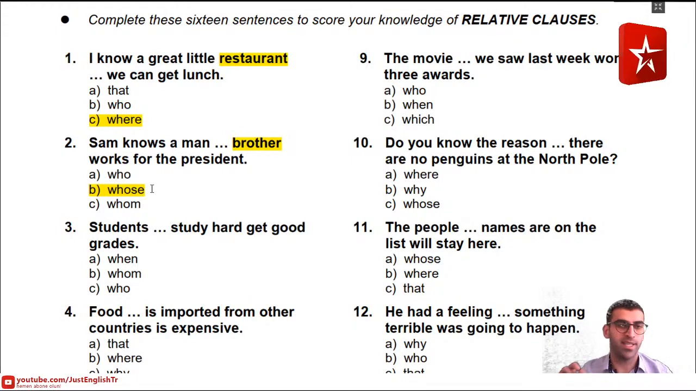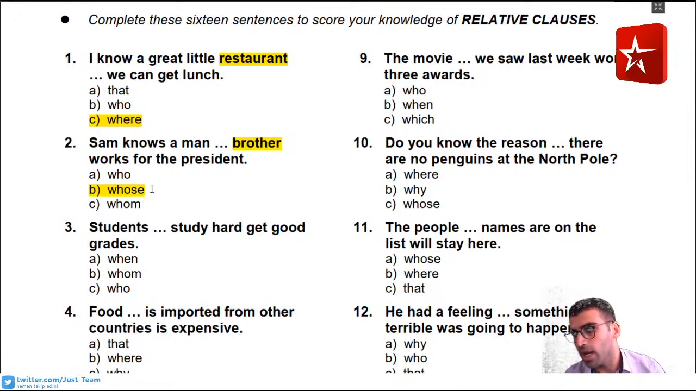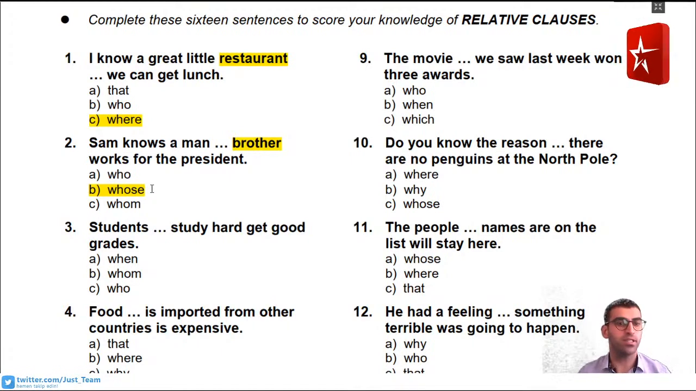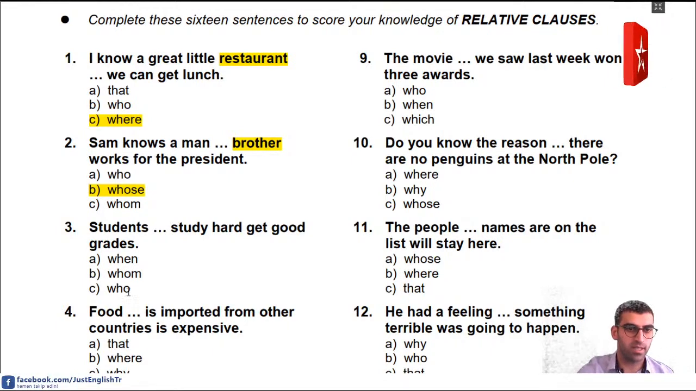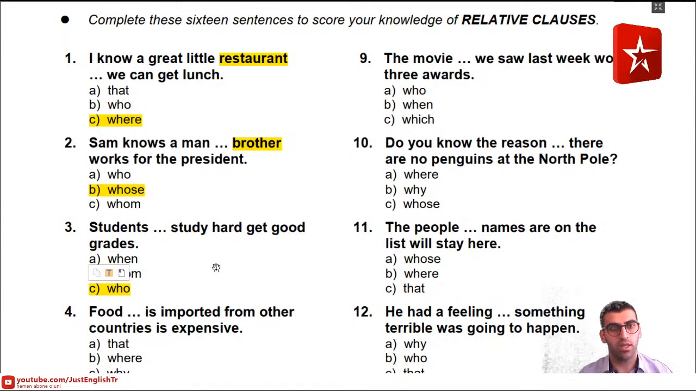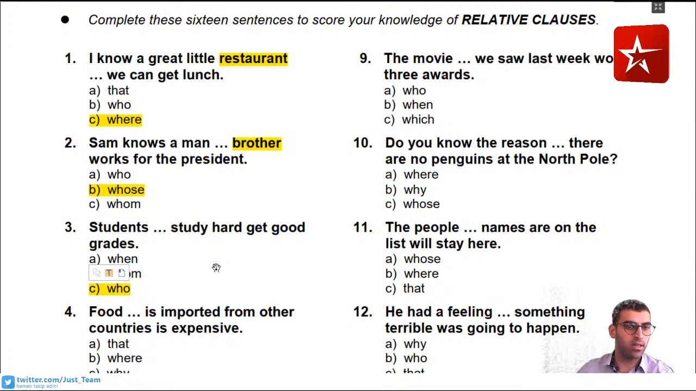And guys, keep in mind, we have to use a noun after whose. As you see from number 2, brother is a noun. That's why we had to use whose in that sentence. But when it comes to who, after who we have to use the verb, okay? The verb. So number 3, the correct answer is C, because students who study hard get good grades. Perfect. I hope you got all the sentences here, like the meaning of them.